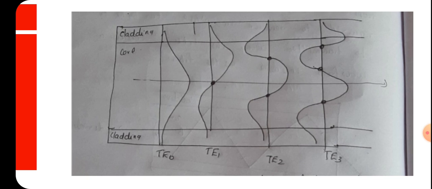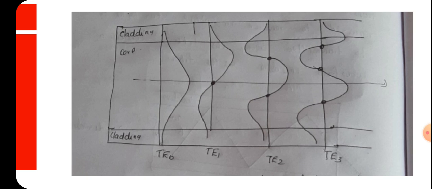In higher order modes, we can see that the electric and magnetic fields are distributed more towards the outer edges of the fiber. Here also in TE3, the electric field vector and magnetic field vector are going into the cladding region also. So we can say that in higher order modes, some of the waves or light rays will be lost in the cladding region.